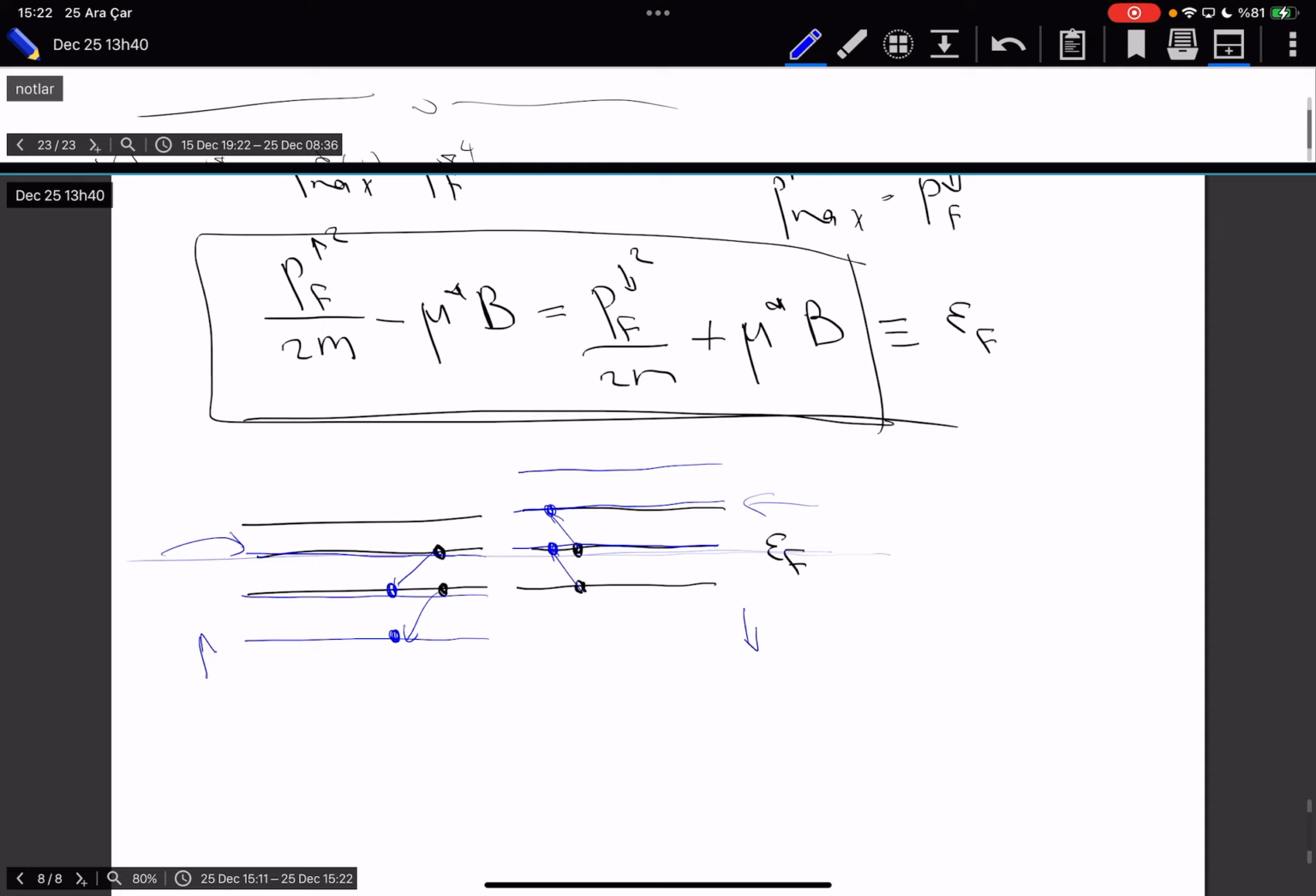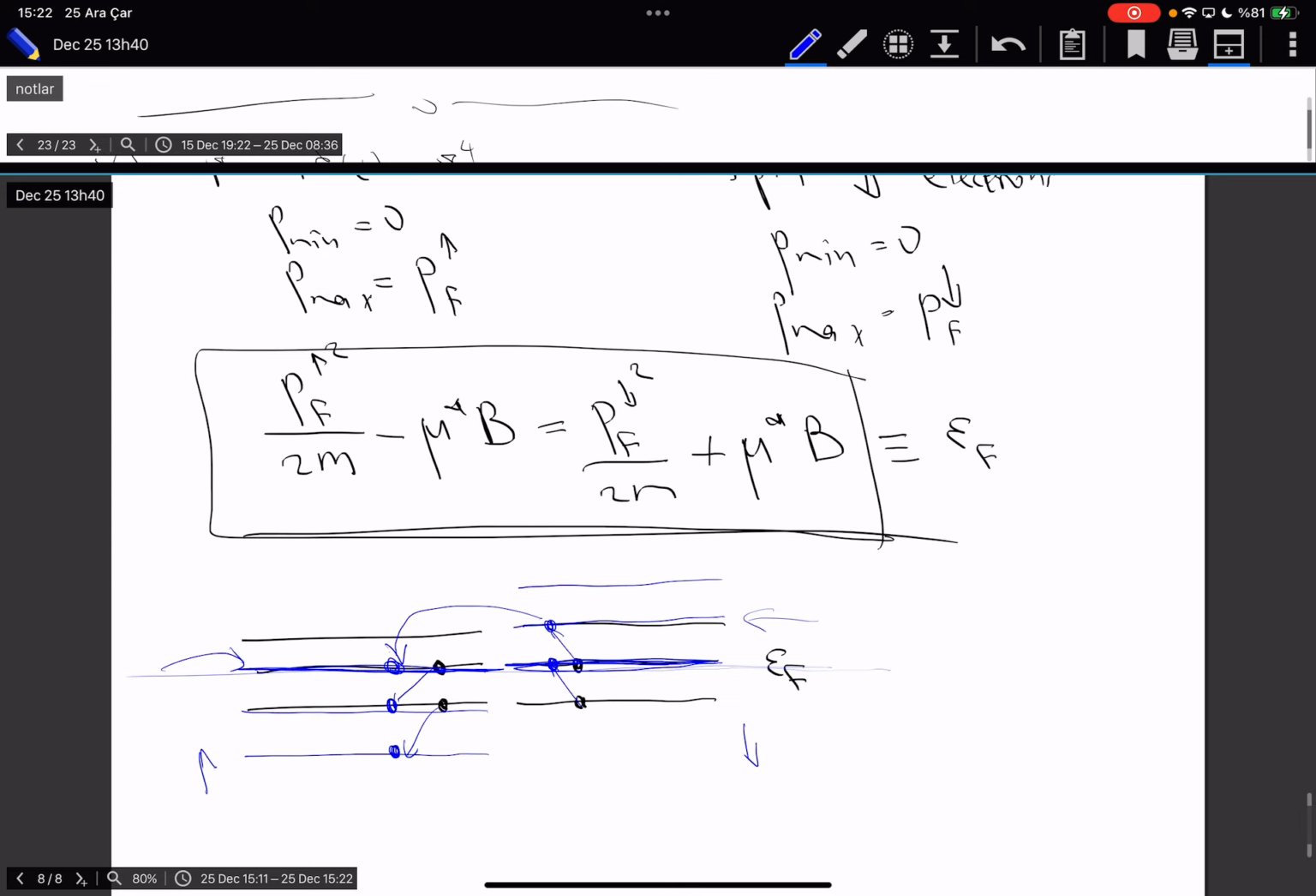So now I have 3 spin-ups and 1 spin-down. The most energetic spin-up state has this much energy. Well, the most energetic electron, now I have 1, has this much energy. It's still the same. Of course, if B becomes large, then the problem is at the same Fermi level, you have significantly different momenta.